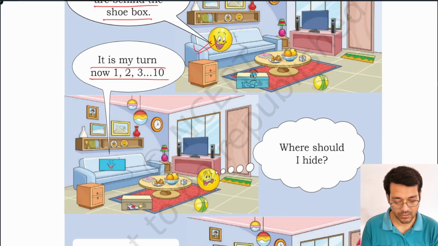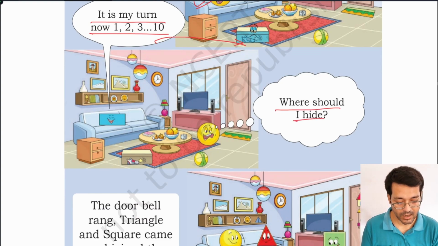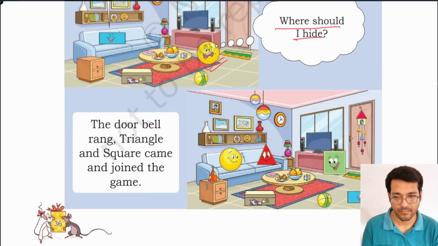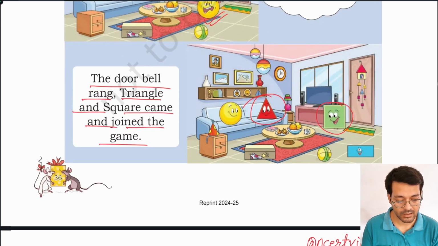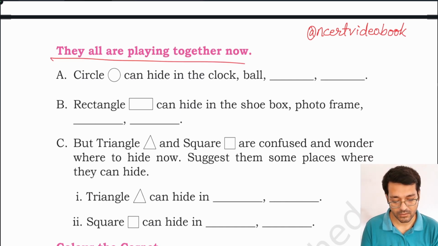It is my turn. Now 1, 2, 3, up to 10. Now, the rectangle is counting up to 10. Where should I hide? Here, the circle is worrying. Where should I hide? The doorbell rang. Triangle and square came and joined the game. You can see the red color triangle and green color square joined the game. They all are playing together now.